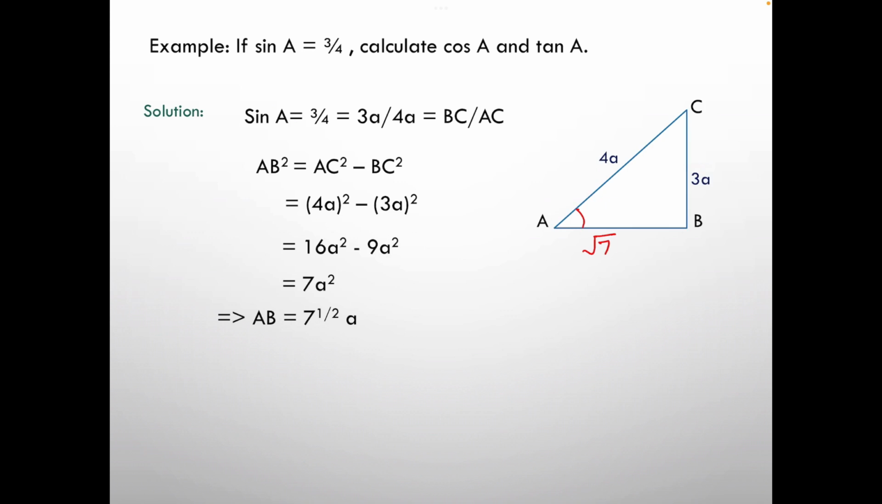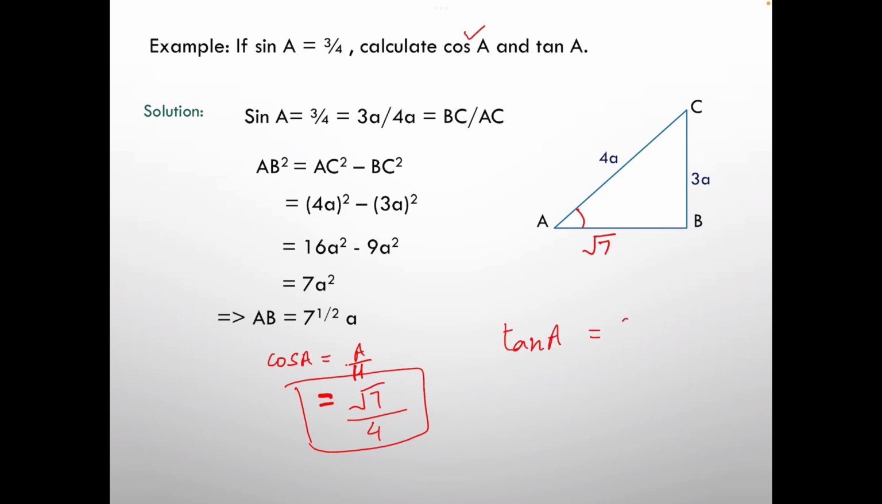Now, I am asked cos A. Cos A is equal to adjacent upon hypotenuse. Substituting the values, adjacent is root 7 that I just found, and hypotenuse is 4. So this is cos A. Now, tan A. Tan A is opposite upon adjacent, TOA, that is 3 by root 7.